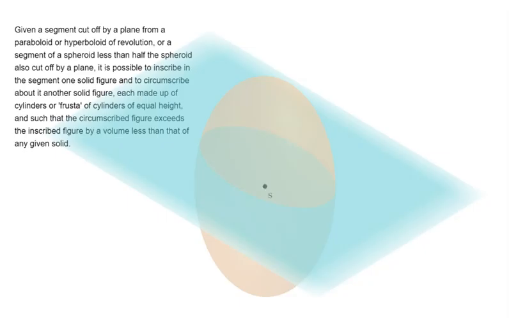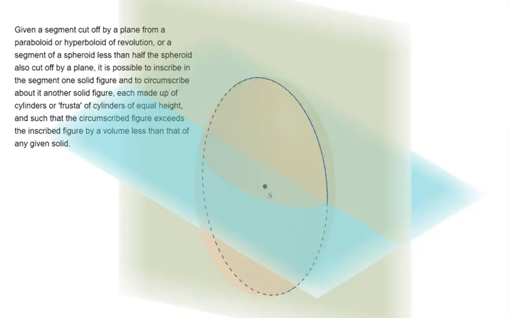Let's take the center of the spheroid and let's draw a plane through the axis of this spheroid. The intersection of this spheroid and this plane will be a conic. Now these two planes are intersecting each other. So let's draw a line through that intersection. Let this be B and let this be C. Remember, this cutting plane can be in any way, but the cutoff segment should be less than half.